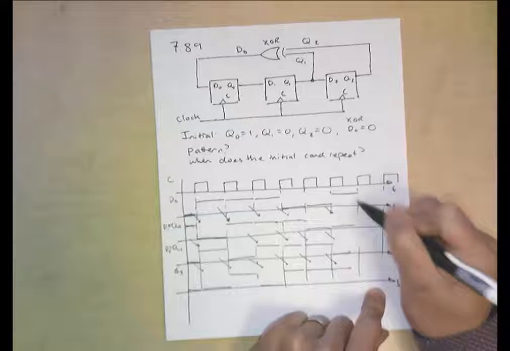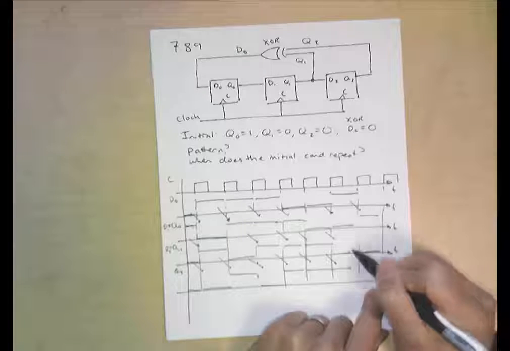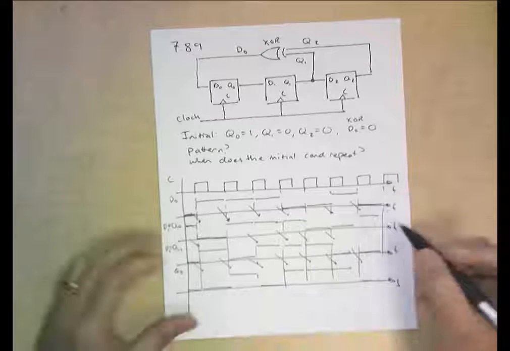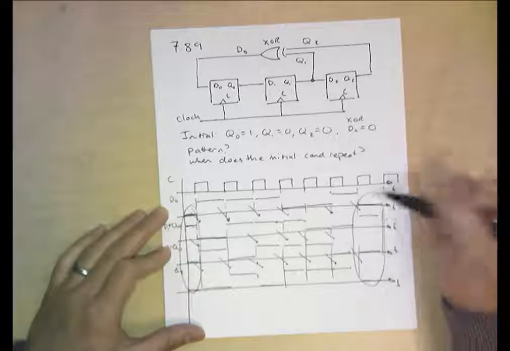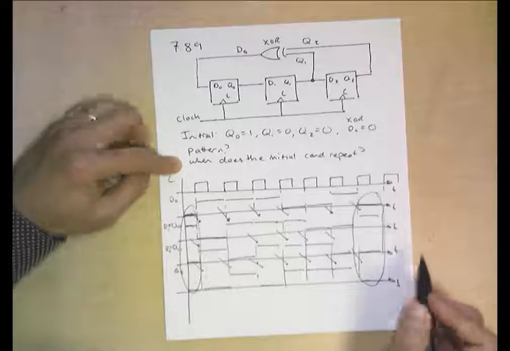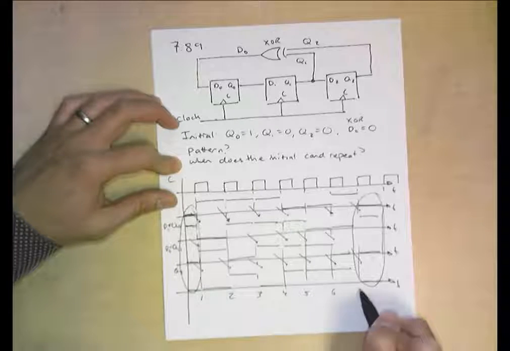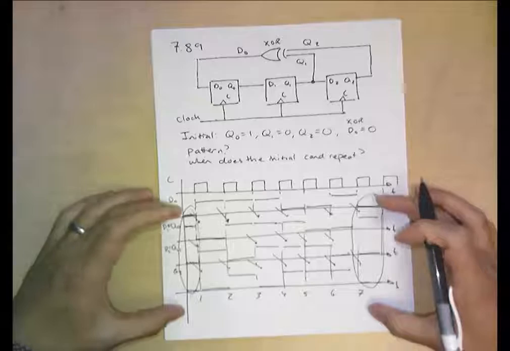Then what do we get? We get 1, 0, 0, and 0, 0 becomes 0. And we look, this is the original initial condition, and finally we've hit the repeated pattern. That's the next question. When does the initial condition repeat? And we go 1, 2, 3, 4, 5, 6, 7. After 7 clock cycles, we actually get a repetition.